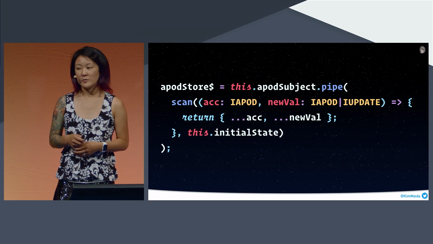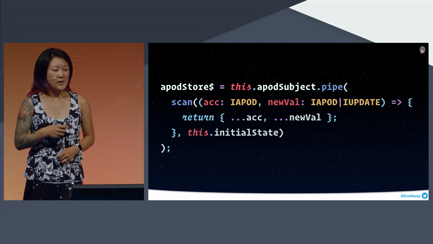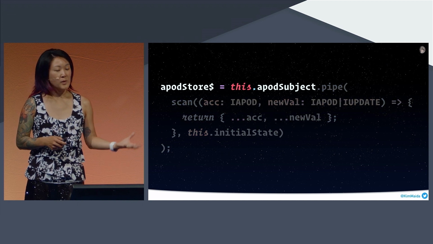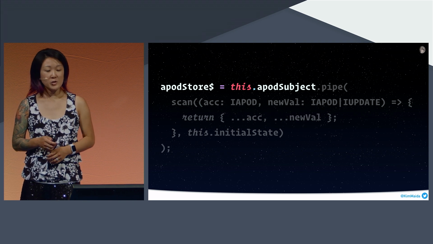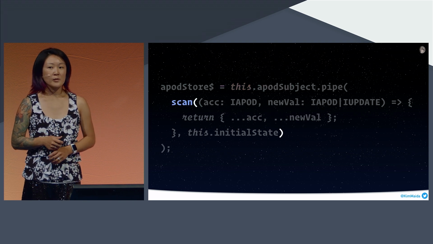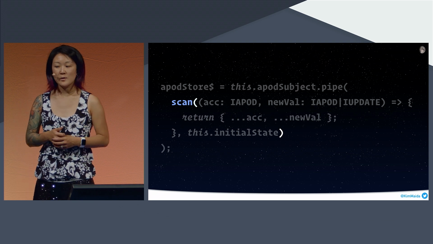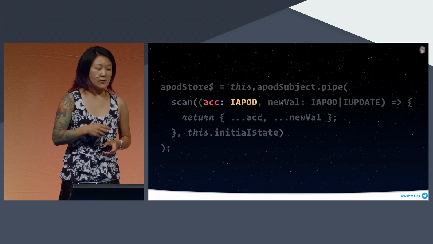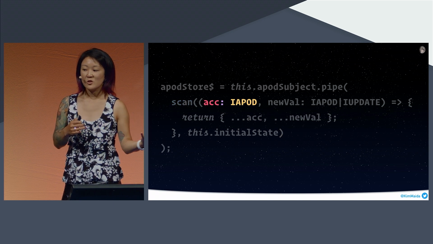And in our state service, we're going to use some of the techniques that I just described. So we have a public APOD store, public observable, and then we have already set up a private APOD subject. And then what we're going to do here is use the scan operator. And this gives me access to a couple of interesting things. So first of all, I get access to the accumulated value. So this is essentially the current state.